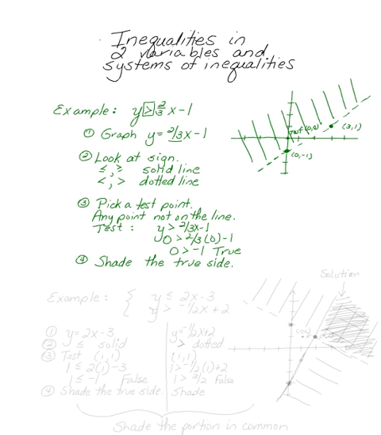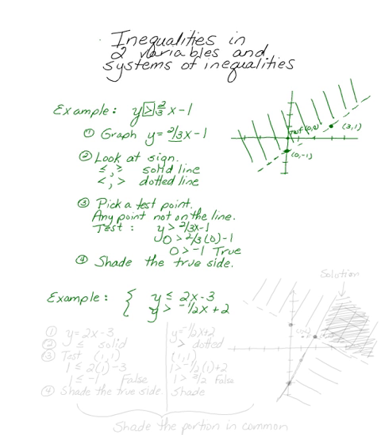Okay, let's move on and do an example of a system of linear inequalities. So what we want to do is have a system of linear inequalities. I'm going to use y is less than or equal to 2x minus 3, and y is greater than negative 1/2 x plus 2.